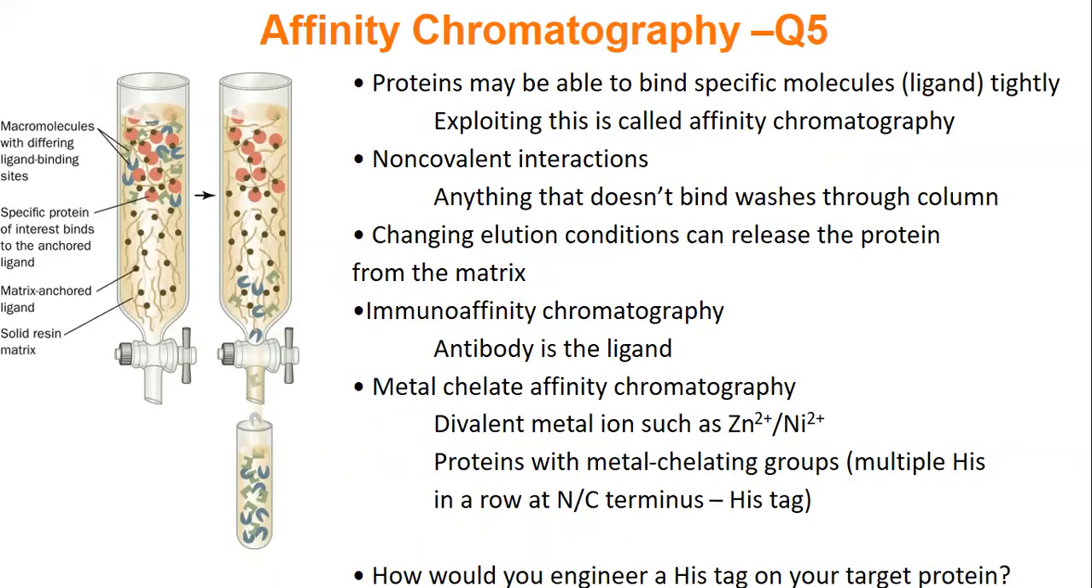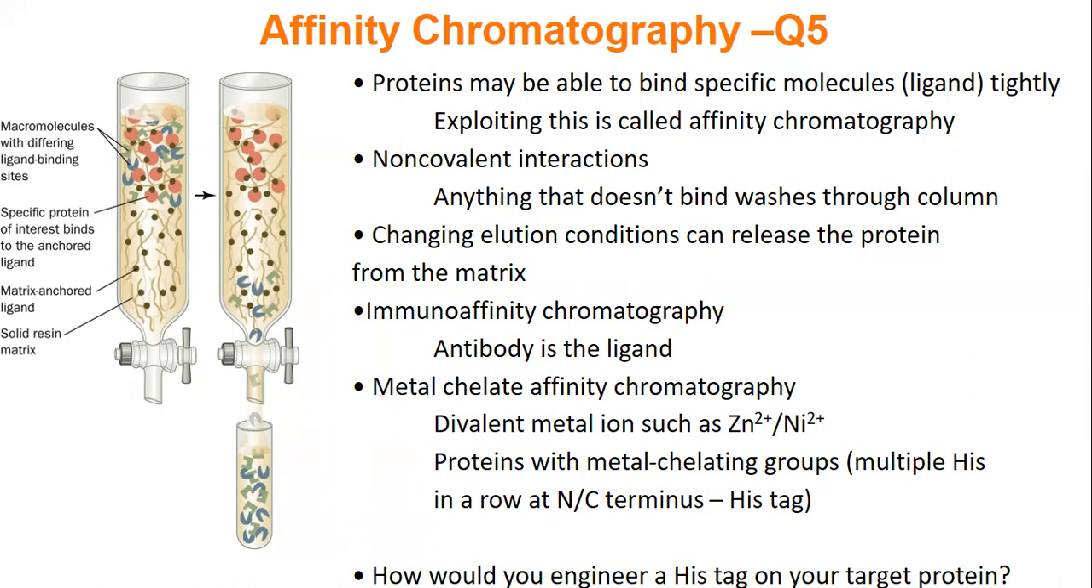Now let's talk about the best column you can use. It's called affinity chromatography. And the idea of affinity chromatography is that the beads in your matrix are made in such a way that they will only bind your protein. So we're not so much going for different characteristics of proteins. We're just saying we're going to bind our target protein, and anything that's not our target protein goes through the column. Now, how do we do that?